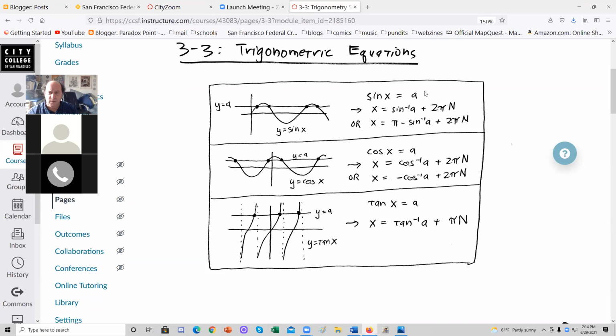We'd like to solve the equations sine x equals a, cosine x equals a, and tangent x equals a.